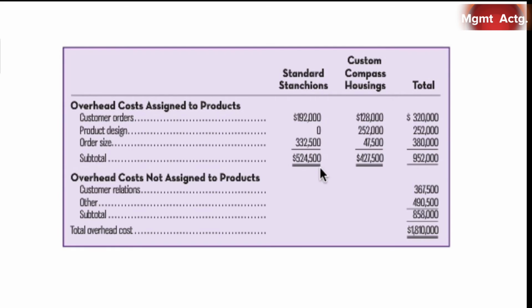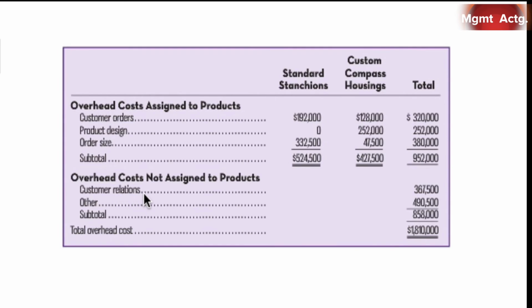For standard stanchions, we're going to assign a total of $524,500 in overhead costs, just overhead. Custom housings is going to get $427,500, and we're apportioning $952,000 of our overhead costs to products. But we have $1,810,000. We're only applying $952,000. Well, because we're just doing products.